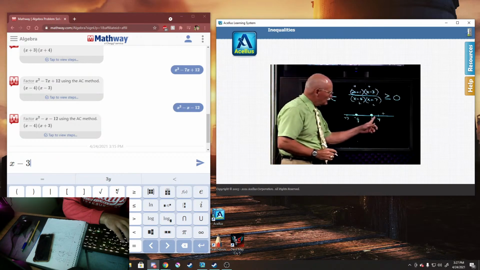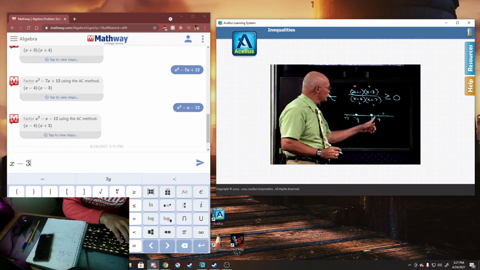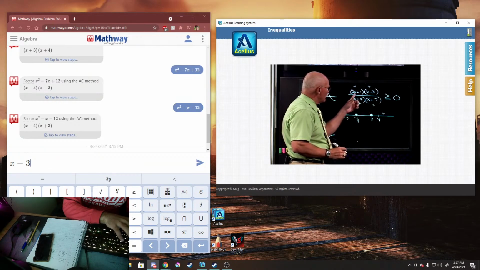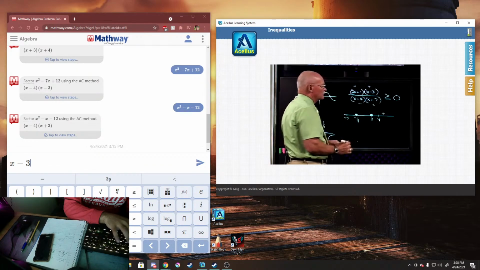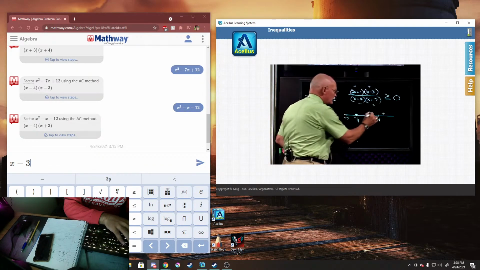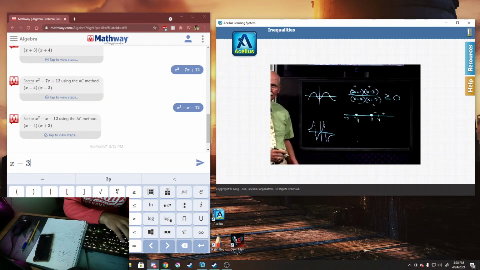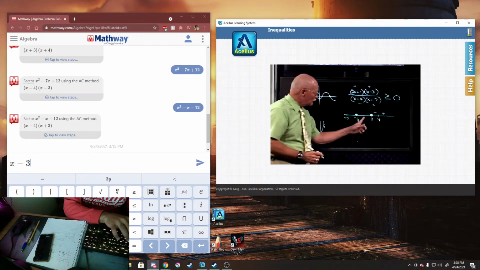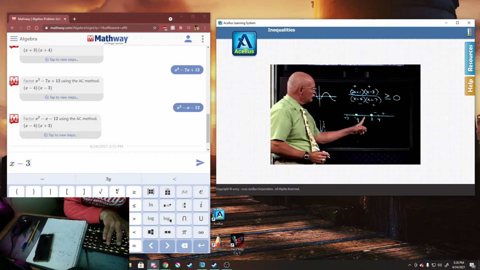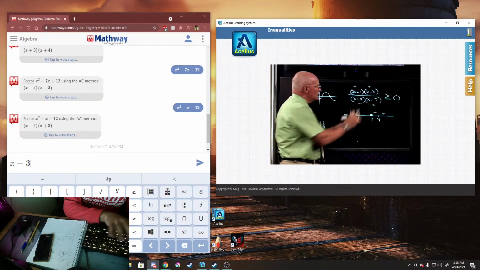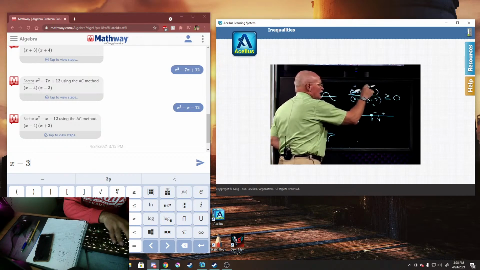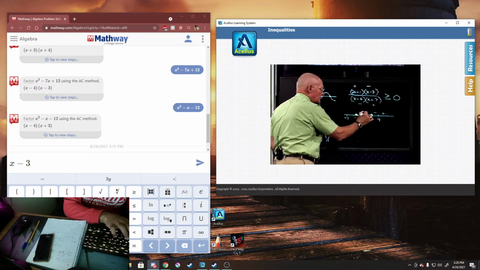But if you took a number like 3.5, 3.5 would make that positive, but 3.5 minus 4, this factor here would become negative. And if you have one negative factor, it makes the whole thing negative. If you take a number like 0, which is in this interval, this would still be positive, but 0 minus 3, see now this would be negative. And a negative divided by a negative, you're back to a positive again.